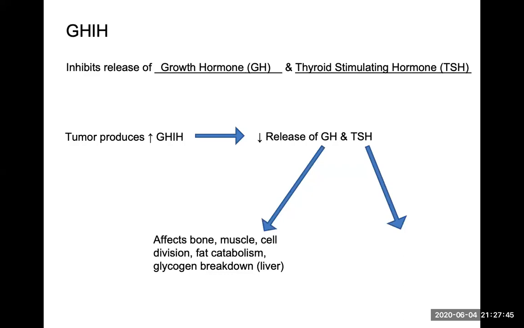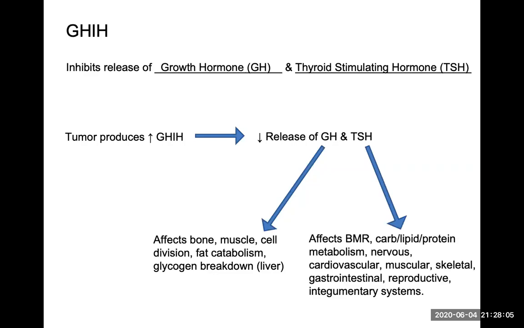This will affect negatively bone, muscle, cell division, fat catabolism, and glycogen breakdown in the liver. So this will have a negative effect on everything that has to do with growth. And instead of growing, it'll break down and kind of decrease the effects of that growth hormone. TSH, your thyroid stimulating hormone, affects your basal metabolic rate. That's just the rate at which your cells metabolize. It'll affect carbohydrate, lipid, protein metabolism in the body, so it'll decrease those. It'll affect nervous, cardiovascular, muscular, skeletal, GI, reproductive, and integumentary systems, all from a tumor that is producing too much of this growth hormone inhibiting hormone.